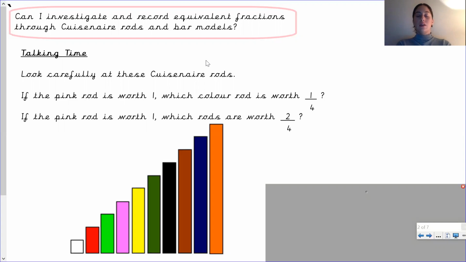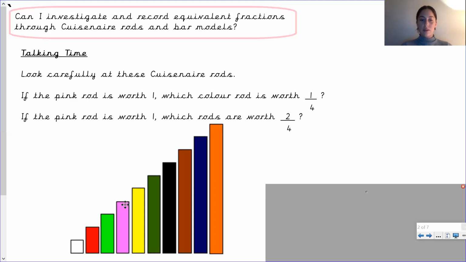Okay, so we're going to start off by talking about what we can see here. These are called Cuisenaire rods. So look carefully at these Cuisenaire rods. If the pink rod is worth 1 whole, which color rod is worth 1/4? So if this rod is worth 1 whole, which one of these rods represents 1/4 of this pink rod? Pause the video, have a think about the second question, and we'll discuss it together.